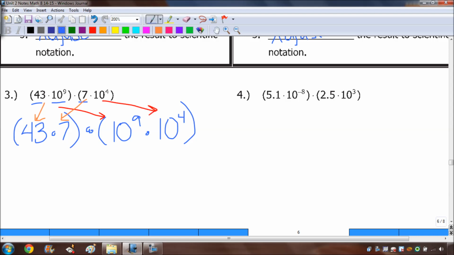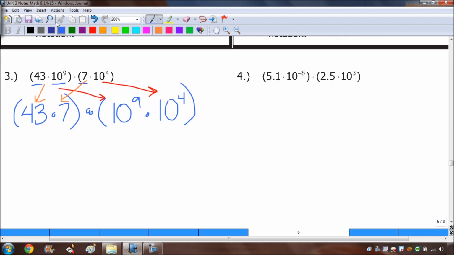You can use a calculator this unit. This is going to be some good practice for you guys with multiplying and dividing. So I'm going to take the 43 and the 7 and I'm going to multiply them together. So 43 times 7, well 3 times 7 is 21, carry the 2. 4 times 7 is 28 plus 2 is 30. So I end up getting 301 times 10 to the 9th power and the 4th power.